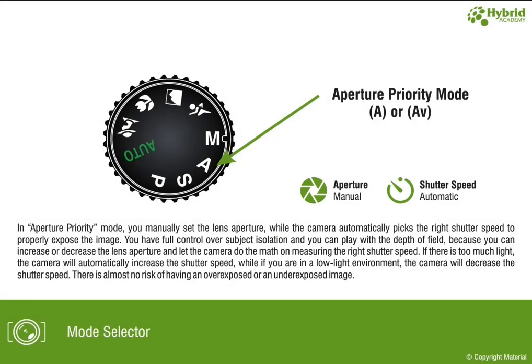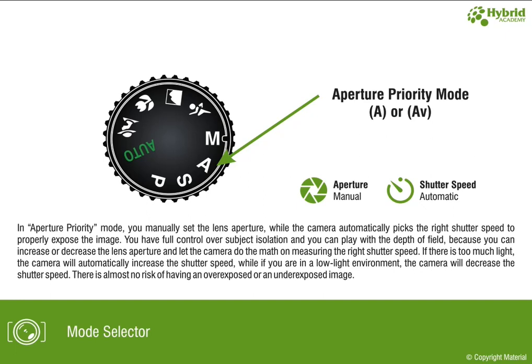Next we have the aperture priority mode. In aperture priority mode, we can manually set the lens aperture while the camera automatically picks the right shutter speed to properly expose the image. Here we have full control over subject isolation, and we can play with the depth of field because we can increase or decrease the lens aperture and let the camera do the math on measuring the right shutter speed.